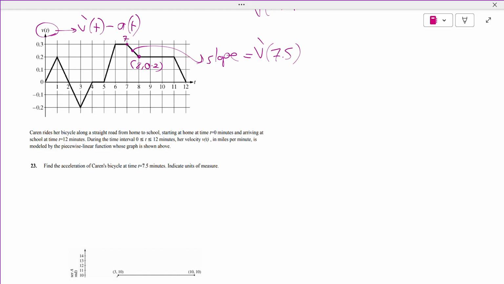This point is 7, 0.3. So this is going to be 0.2 minus 0.3 over 8 minus 7, which is negative 0.1. What's the unit? Miles per minute squared, right? Because the slope of the velocity graph will be the acceleration, right?